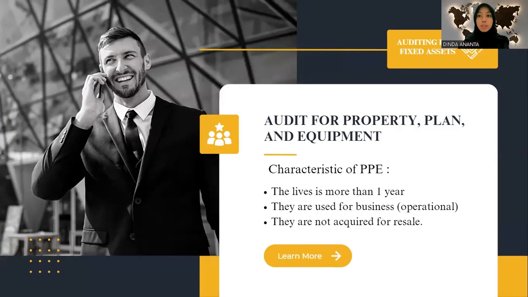So as an auditor, we have to understand the characteristics of property, plant, and equipment itself. There are three main characteristics of property, plant, and equipment. The first is that the life is more than a year, and then they are used for business operations, and they are not held for resale.